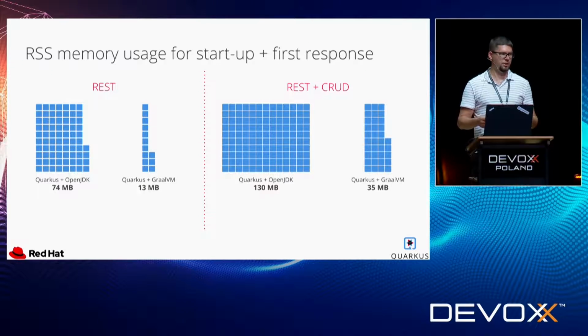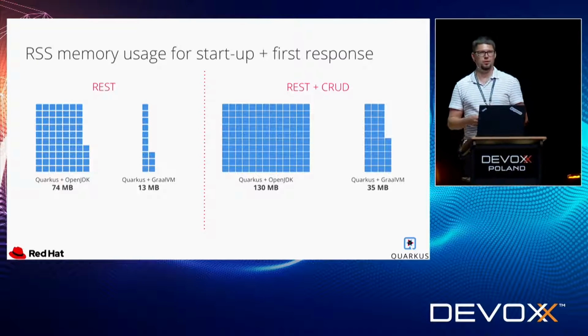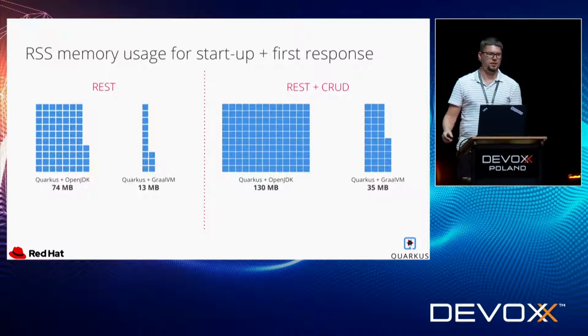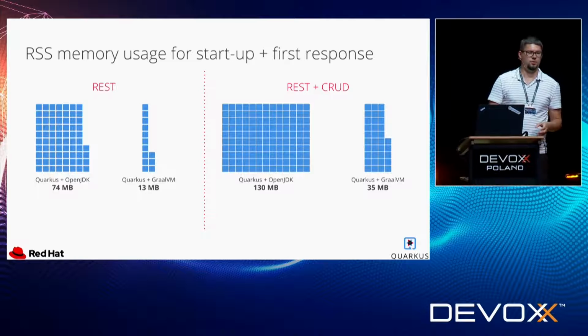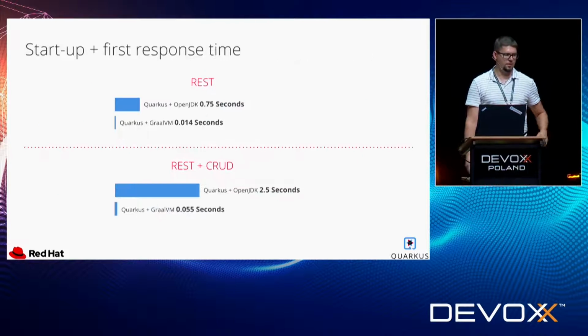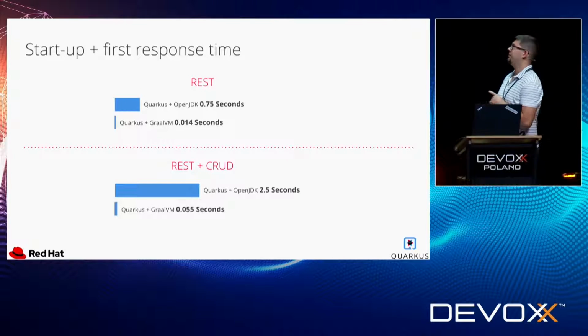If you add more to your application, it will obviously grow. So if you add some database stuff to it, it will fit in about 130 megs. But if you compile it to native, it will also shrink quite noticeably to 35 megs of RAM. So this looks quite nice in my opinion, but this next thing looks awesome.